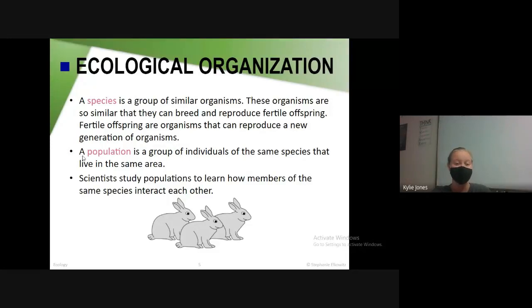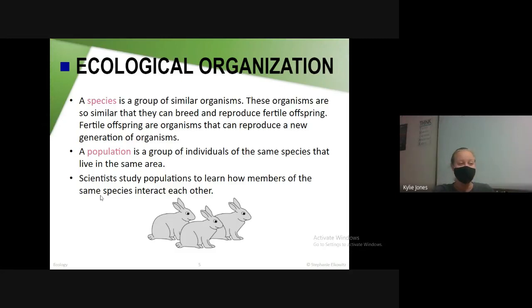The population, so the second one, is going to be the one that you need to copy and paste over, your second bullet point. A population is a group of individuals, so a group of the same bunnies, the same species that live in the same area. So they have to live in the same area for it to be a population of them. You can't take a bunny from Africa and study it like you would study a bunny in Arizona. They live in different places. They're not going to do the same things. So if you're studying populations, you're studying a population of animals in the same area.